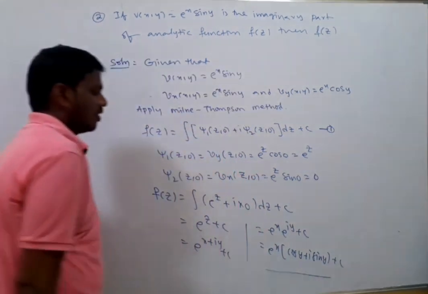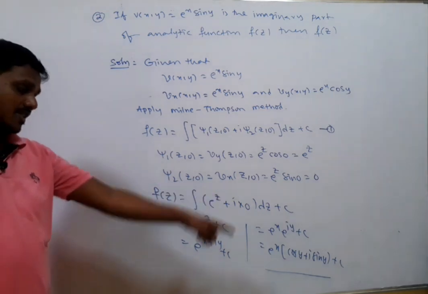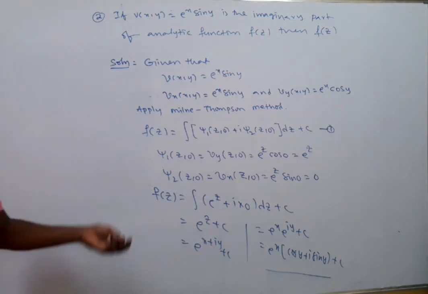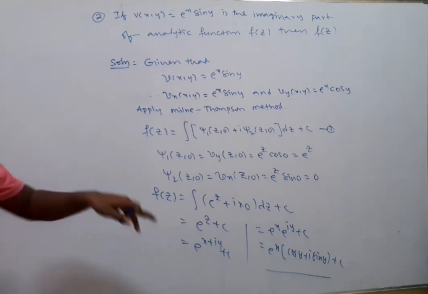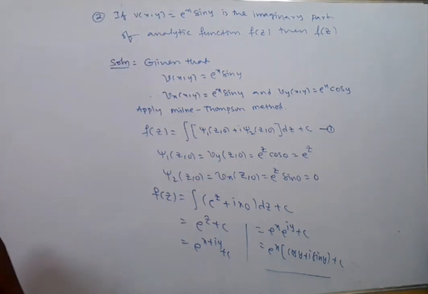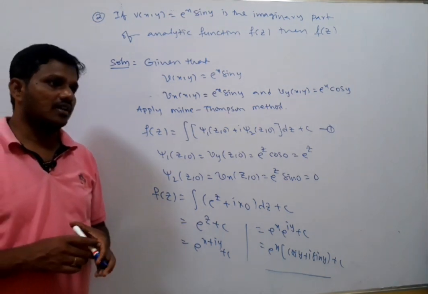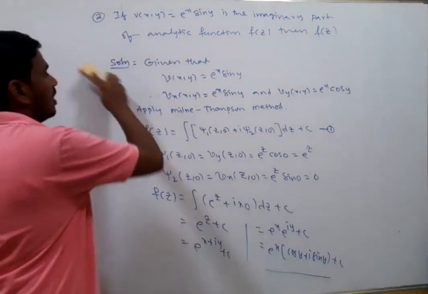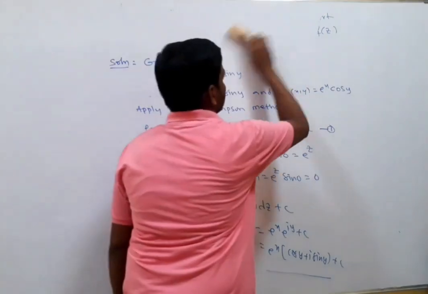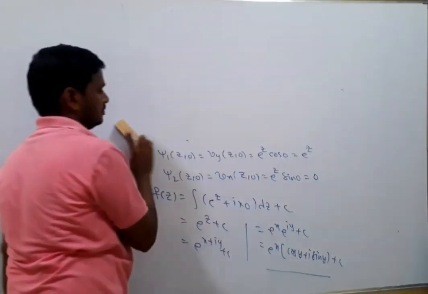From this, e to the power of x cos y plus c is the real part, c is the constant, that is very small, and e to the power of x sin y is the given imaginary part, right? This is the Milne-Thomson method. When the real part is given, we can find the corresponding analytic function. When the imaginary part is given, we can find the corresponding analytic function, right? Next I am going to give one problem on this, try to solve it.